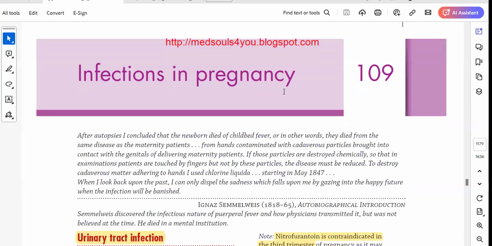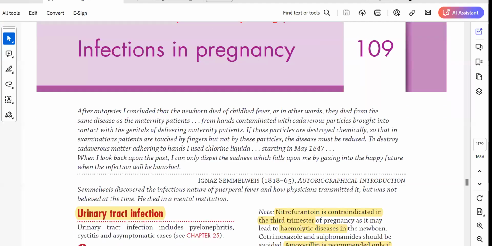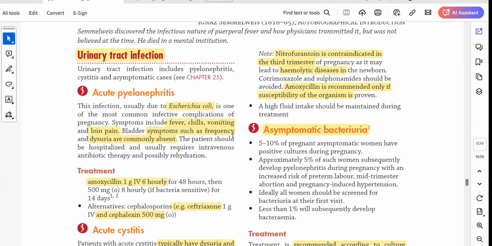Moving on to the next topic, infection during pregnancy. Very important, and it's not available in John Murtagh 7th or 8th edition. It's only available in the 6th edition. So I'm opening the 6th edition, chapter 109. Infection during pregnancy, super important for exam.